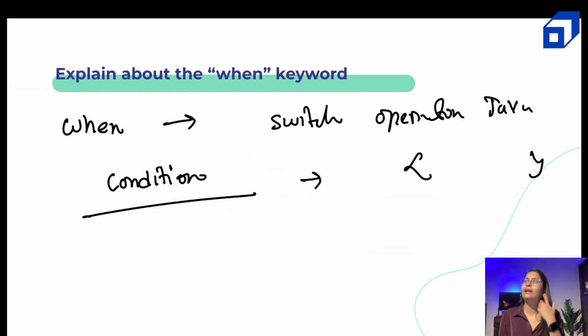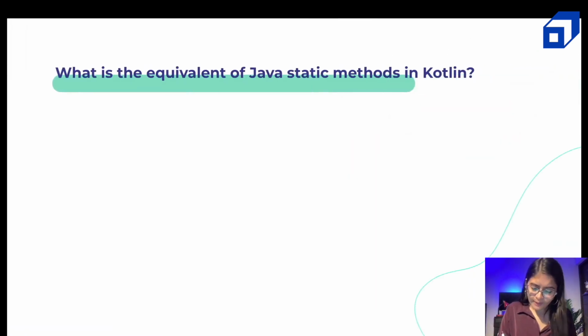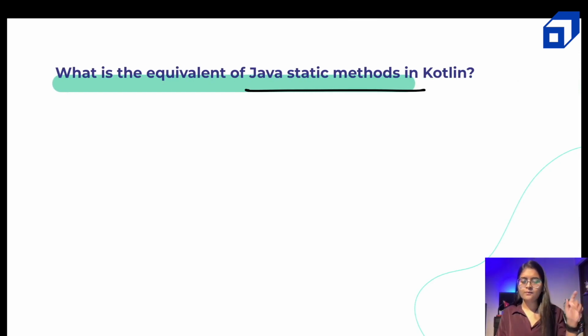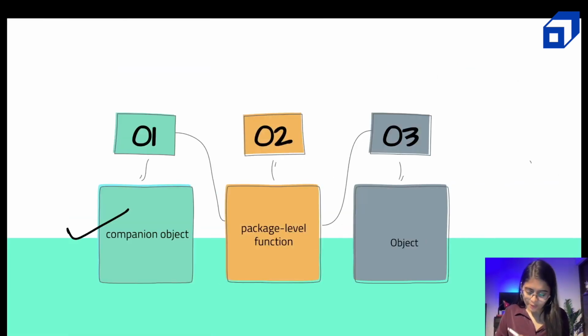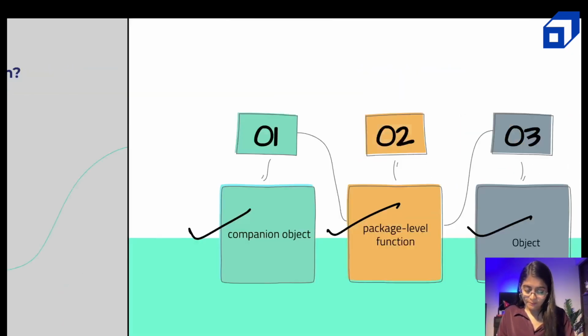So basically when in Kotlin will do the same thing as switch in Java or any other programming language for that matter, right? Perfect. What is the equivalent of Java static methods in Kotlin? So we just saw that for static in Kotlin we have companion object, but we have other stuff as well. So companion object is first, then package level functions, and then we have objects.